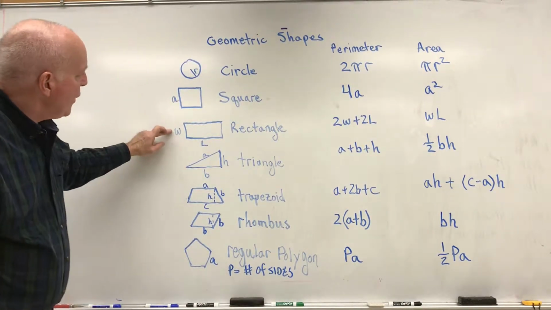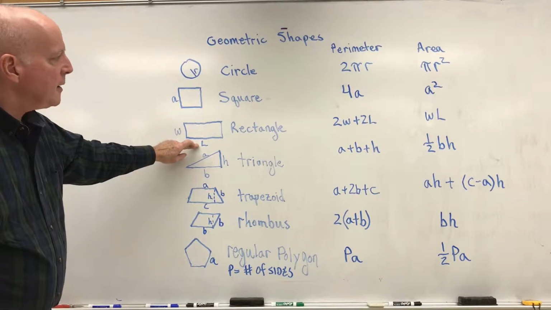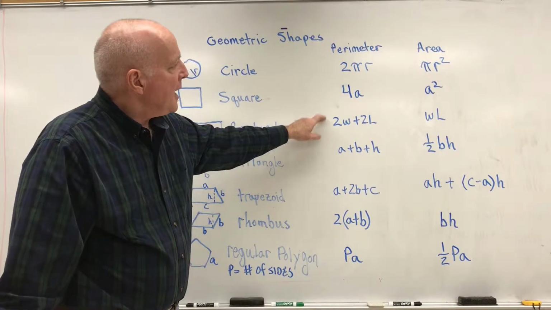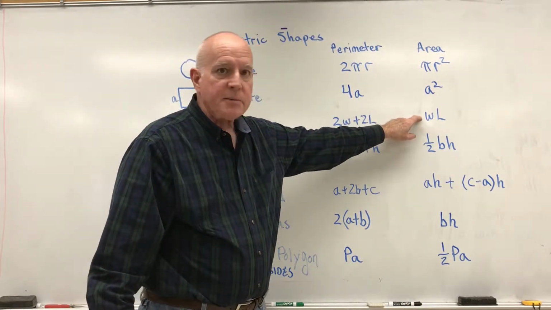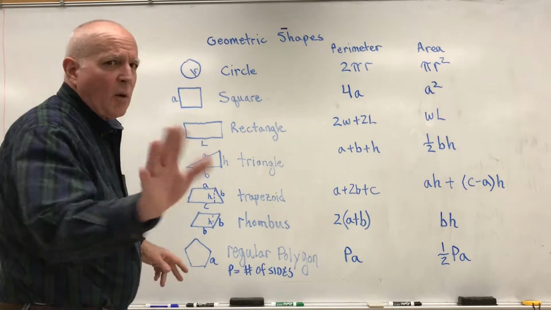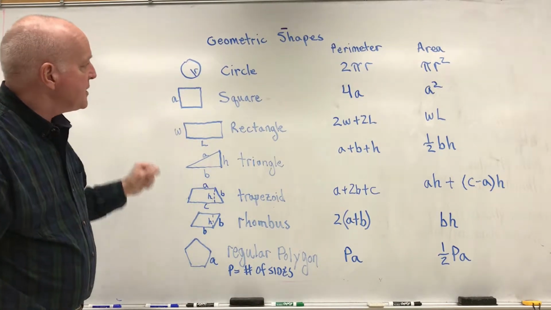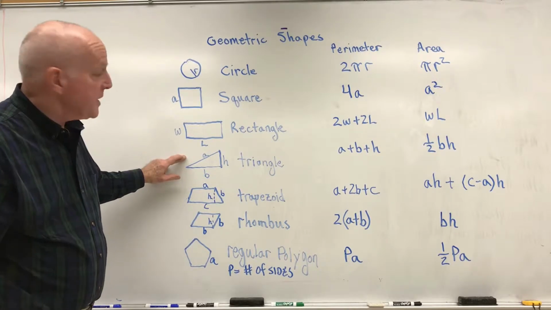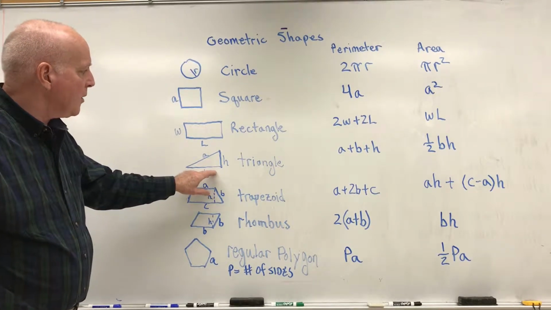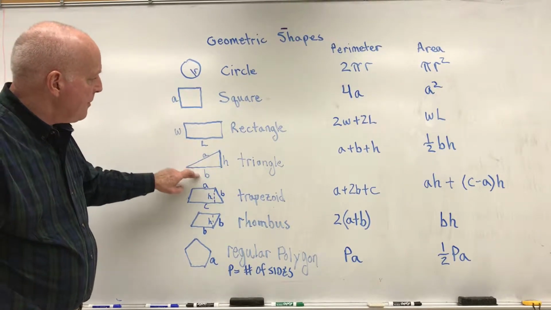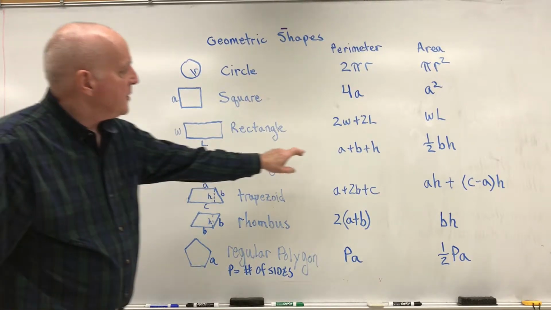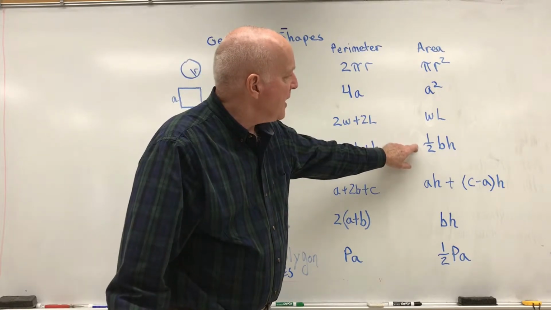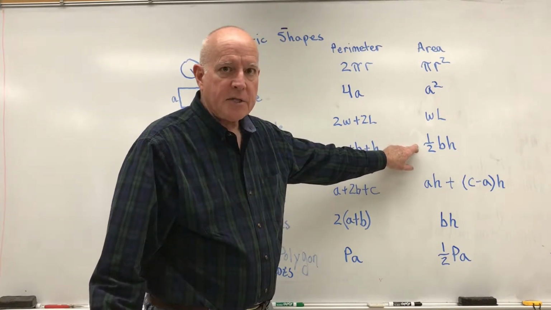For a rectangle with width and length w and l, the perimeter is 2w plus 2l, and the area is w times l. You already know all that. Now we're going to get into some things that are a little more memory intensive. So for a triangle where we have 3 sides, a, b, and h, the perimeter is a plus b plus h. The area is 1/2 b times h.